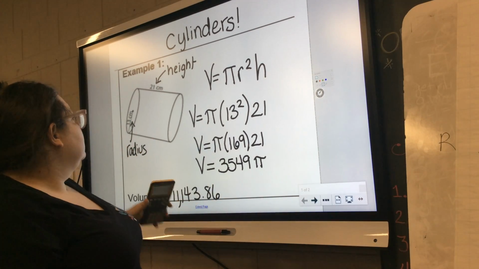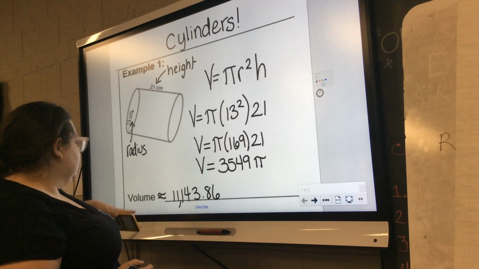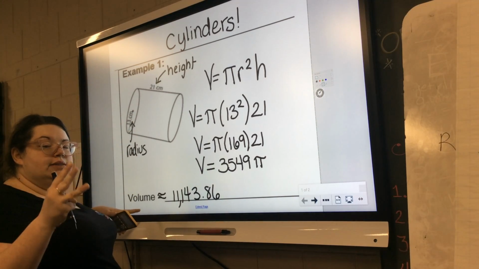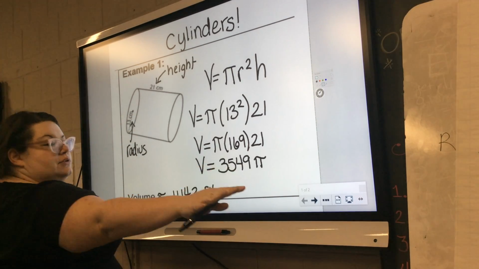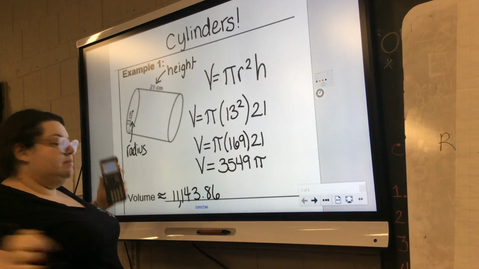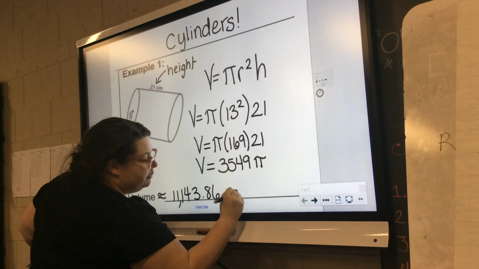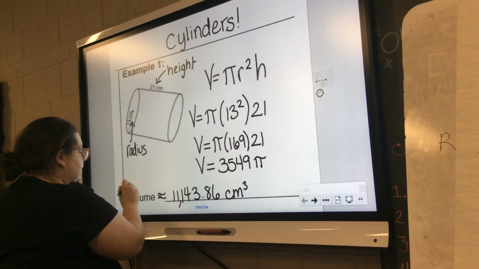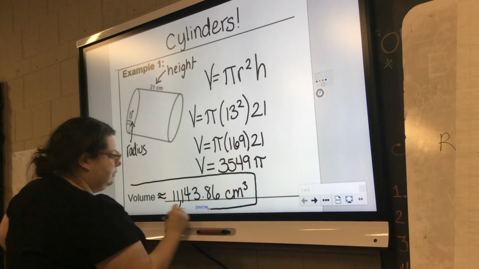11,143.86. And we know that it's centimeters, and because volume deals with 3 different dimensions, left and right, up and down, front and back, we're going to put cubic centimeters because it's 3 dimensions. And that's my final answer.